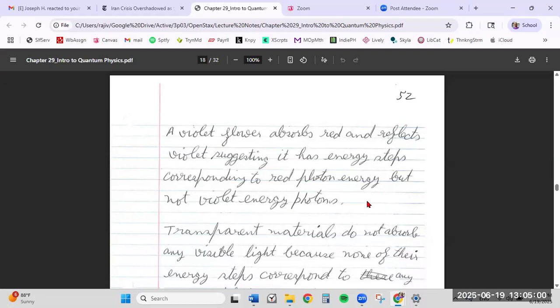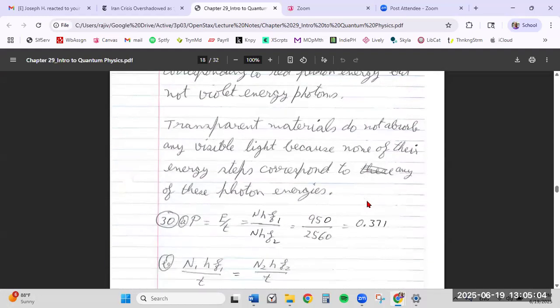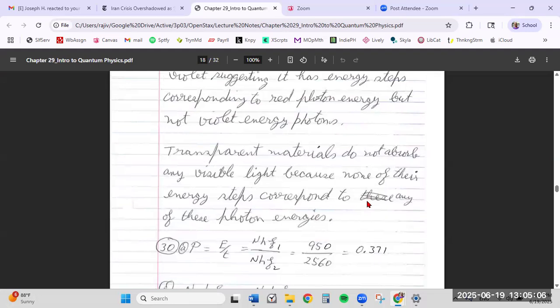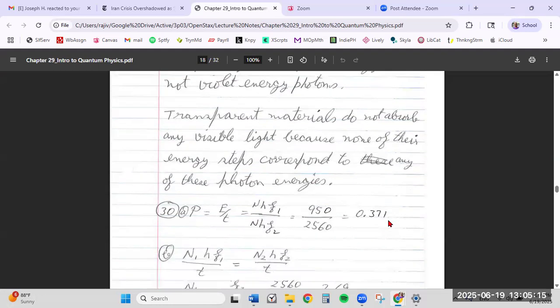That's why it absorbs red and not violet. Materials that are transparent do not absorb any visible light because none of their energy steps correspond to any of these photon energies. So all of the wavelengths, all of the frequencies, simply pass through a transparent material without being absorbed.